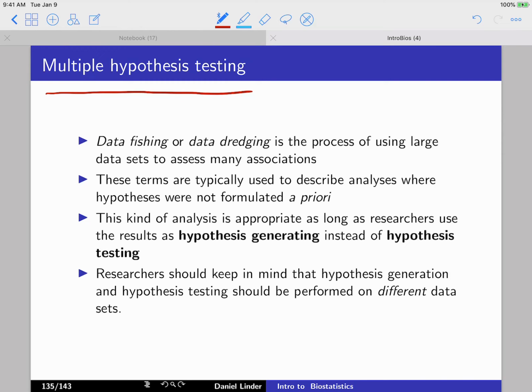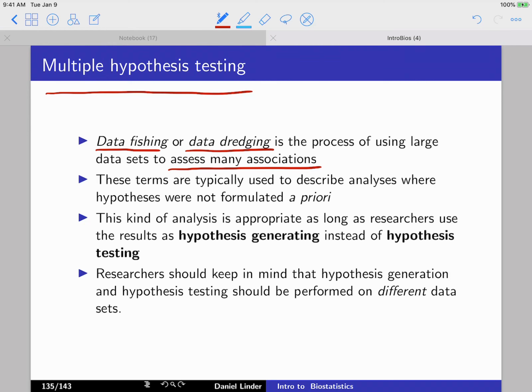Okay, so one of the problems today is that there's so much data and so many data sets and these big large national databases and data sets that researchers have a tendency to try to look at everything possible. So they try to assess many associations between all the variables. Okay, and data fishing or data dredging, sometimes you'll see both or either of these, is typically used to describe analyses where you don't necessarily have hypotheses a priori. So you're really just fishing to see if anything's going on in the data.